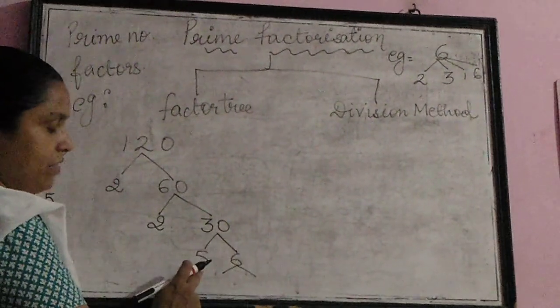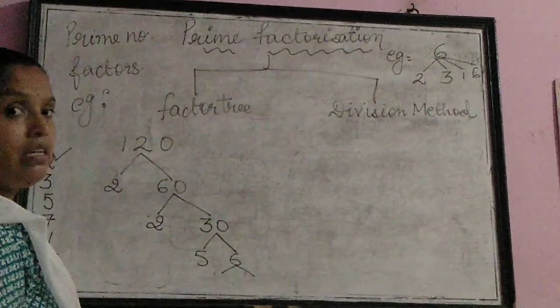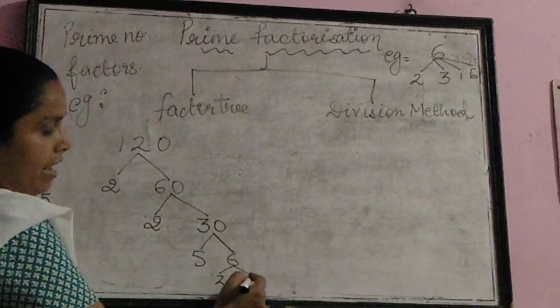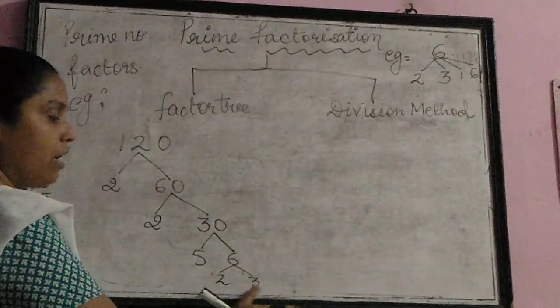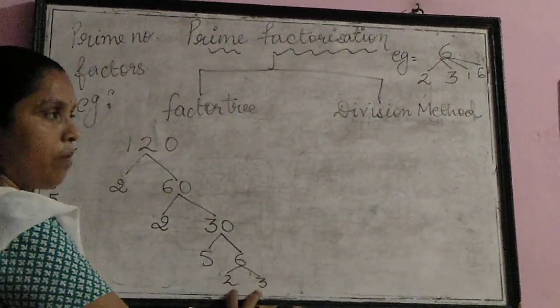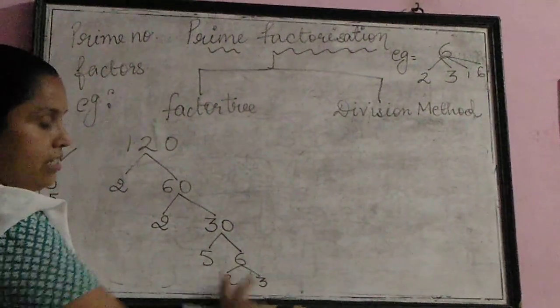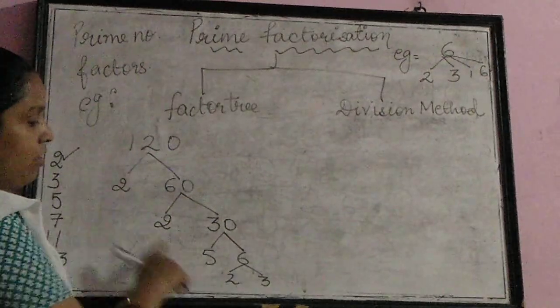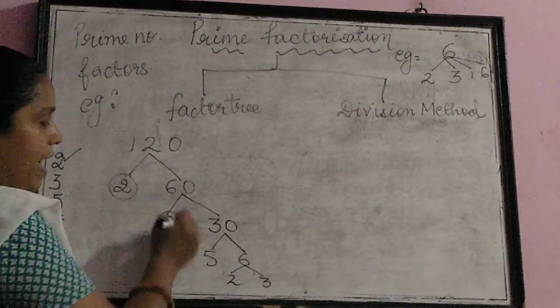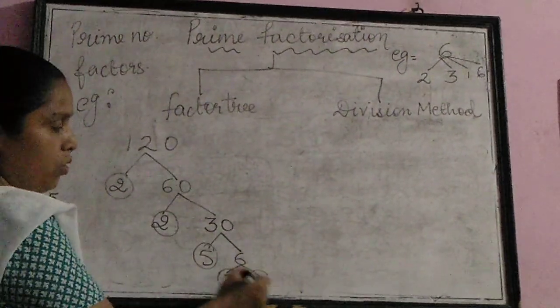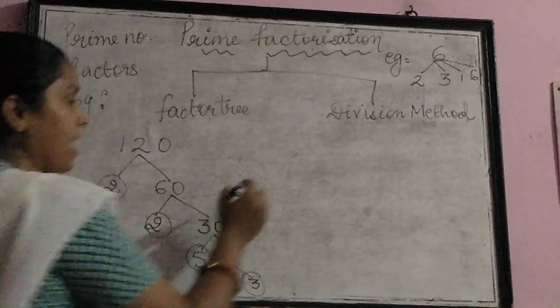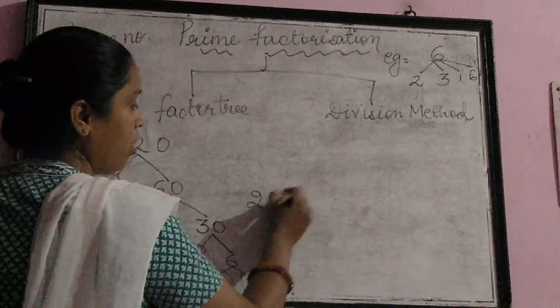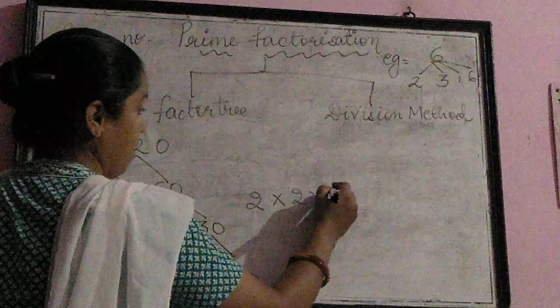Now 5 is a prime number, so I am going on with 6. 6 comes from 2 times 3. No need of writing 2 and 3 again as a factor tree, because it stops over here since it is a prime number. Now I will be writing all the prime numbers as the product. So 120 will be written as the product of all the prime numbers.